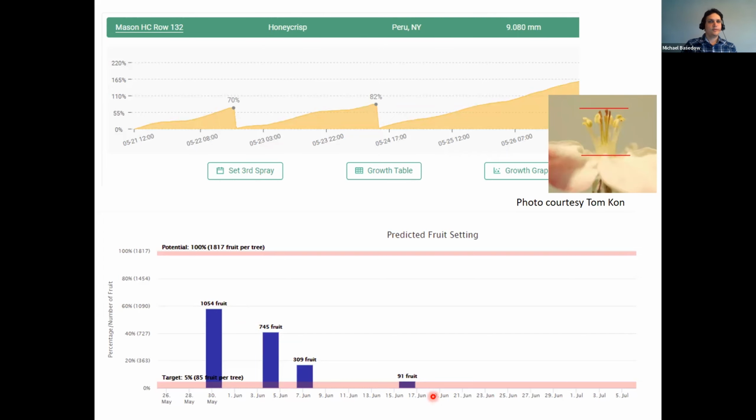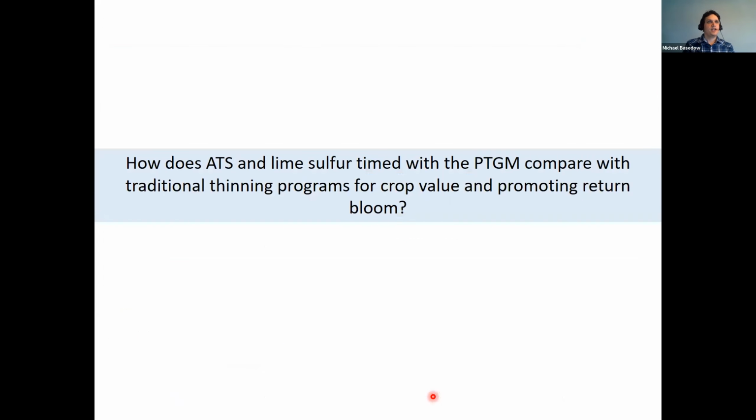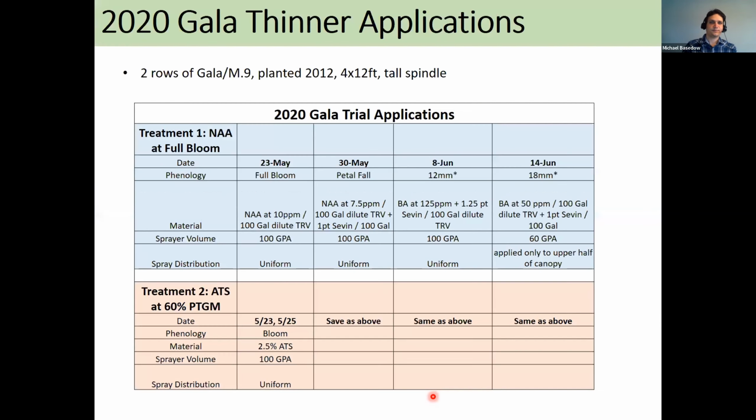So for this project, what we really wanted to do was combine those two models and answer the question of how ammonium thiosulfate and lime sulfur timed with the pollen tube growth model compare with our more traditional bloom thinning programs. And we wanted to see its effect on crop value in that year, and then also how well it promoted return bloom in the following season.